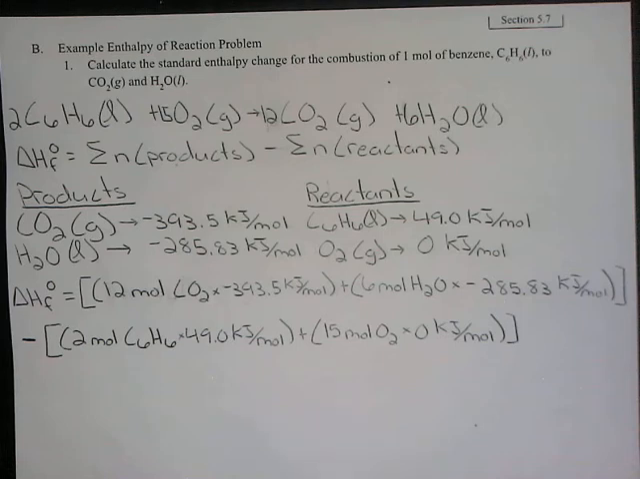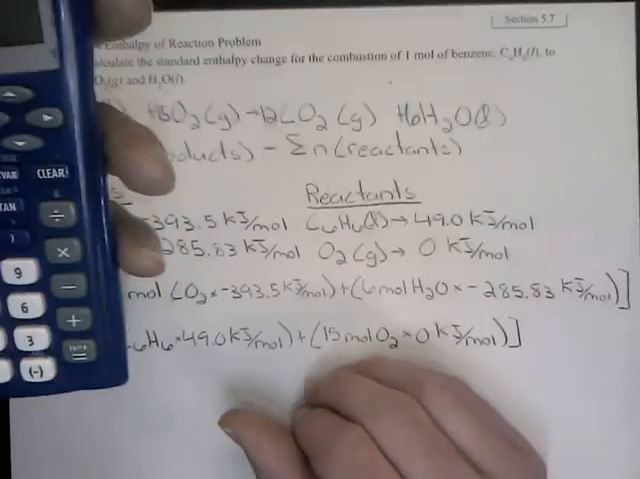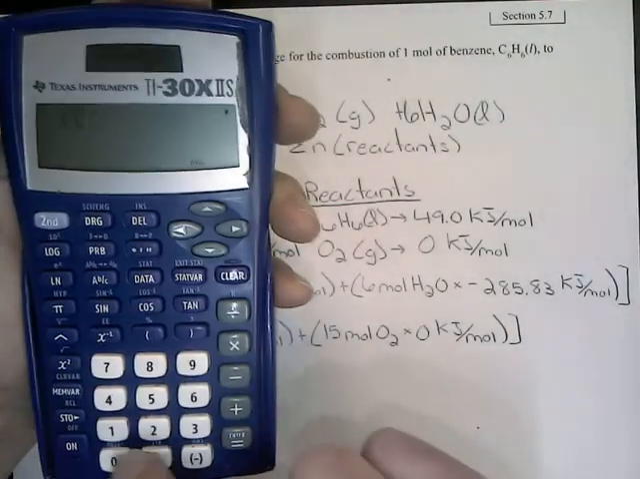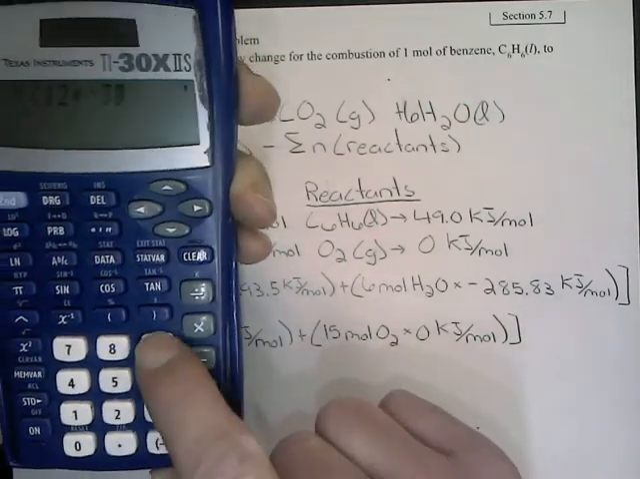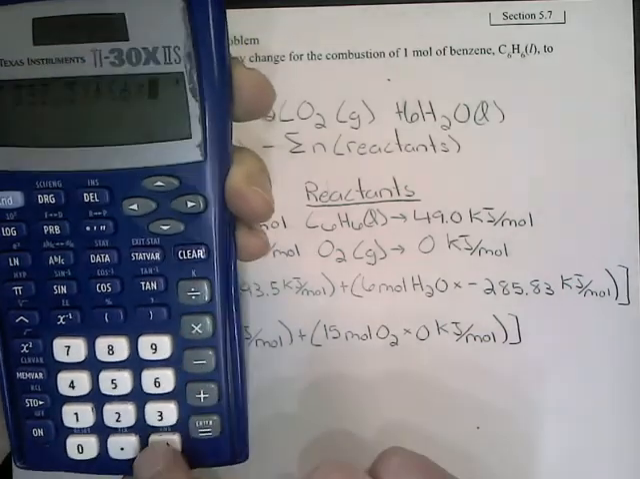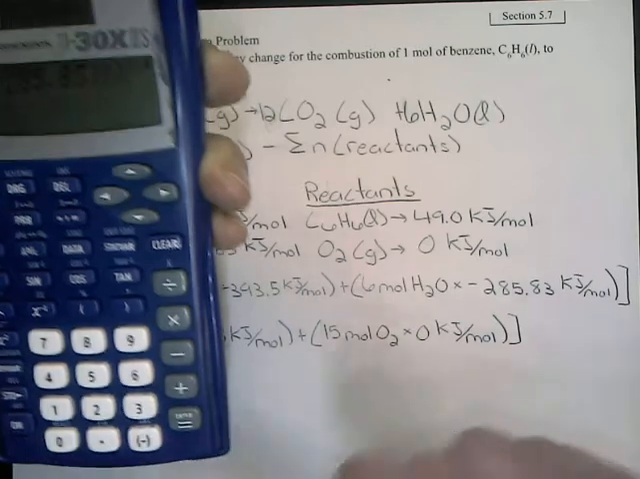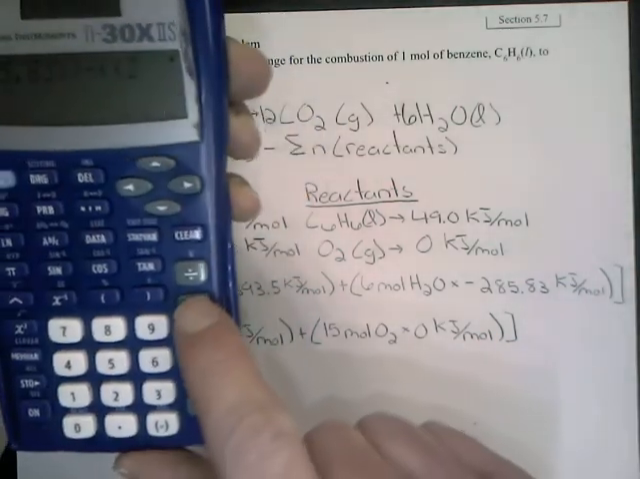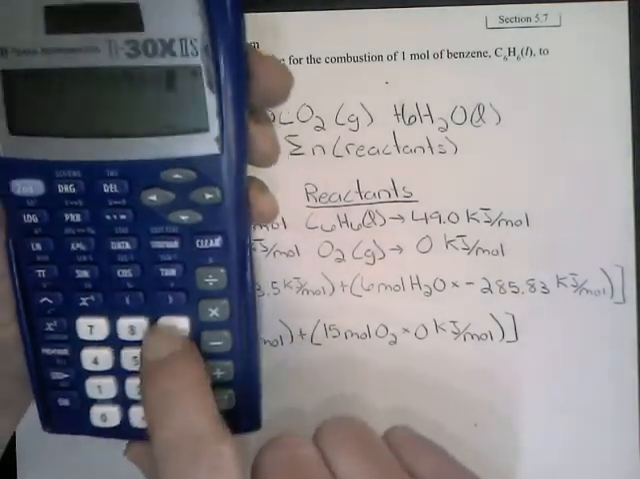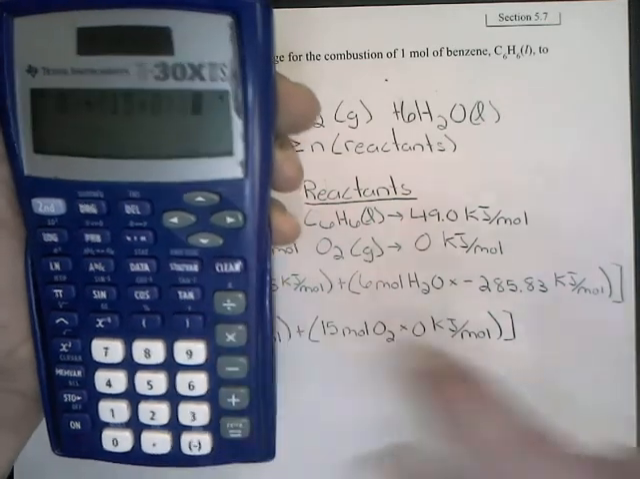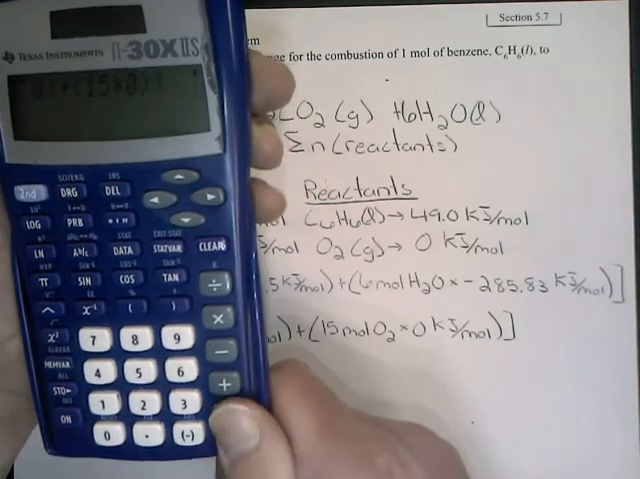Now, hold on to yourself because we're going to need to do the calculation correctly, okay? So the scientific calculators here don't have brackets. So we're going to represent brackets with 2 parentheses. Then we're going to hit 12 times negative 393.5, close 1 parenthesis, add, open another set of parentheses, 6 times negative 285.83, close 2 parentheses. So we closed up this whole top bracket. Now we subtract the reactants. So 2 parentheses again, 2 moles times 49 kilojoules, so 49.0. Close it plus 15 times 0. 2 parentheses to represent the closeout of the parenthesis here and the bracket. And we press enter. All right.